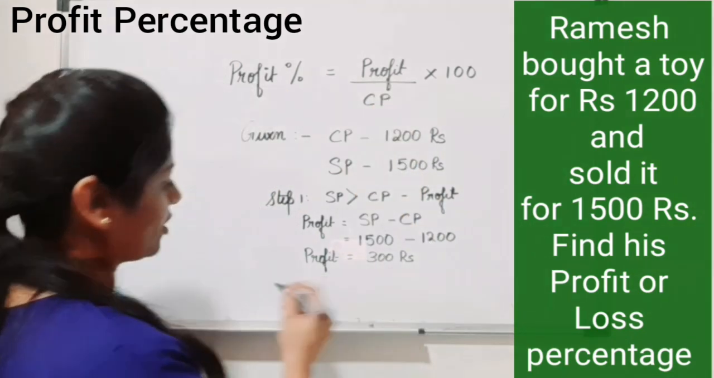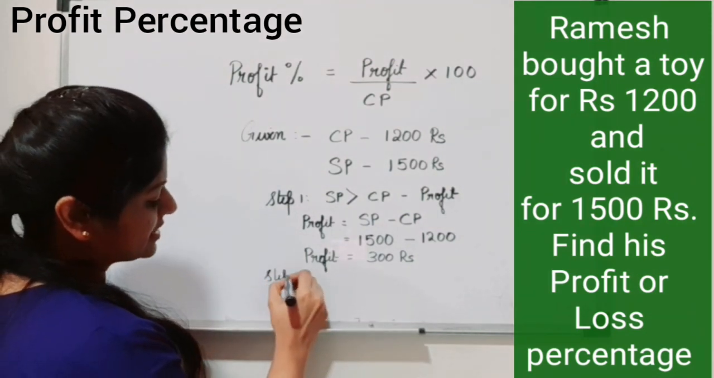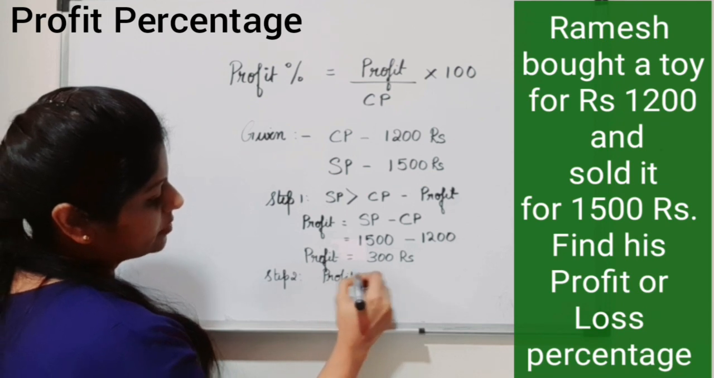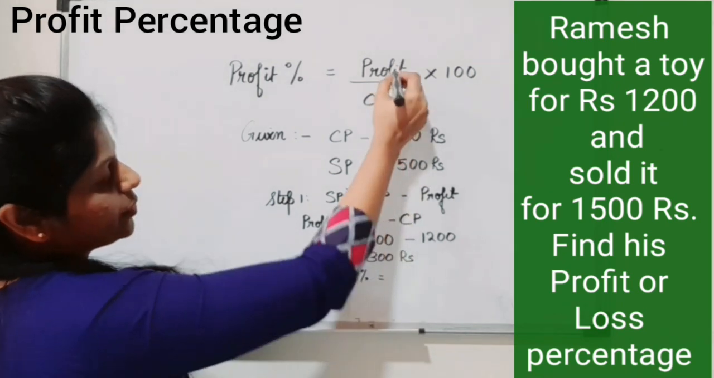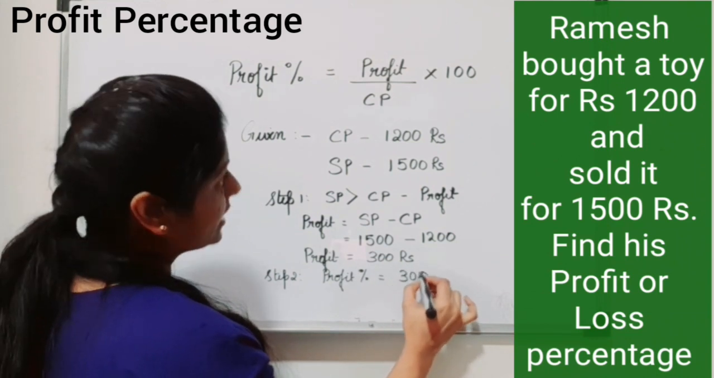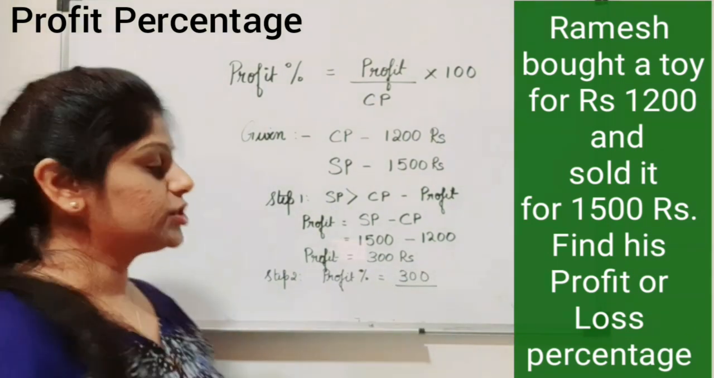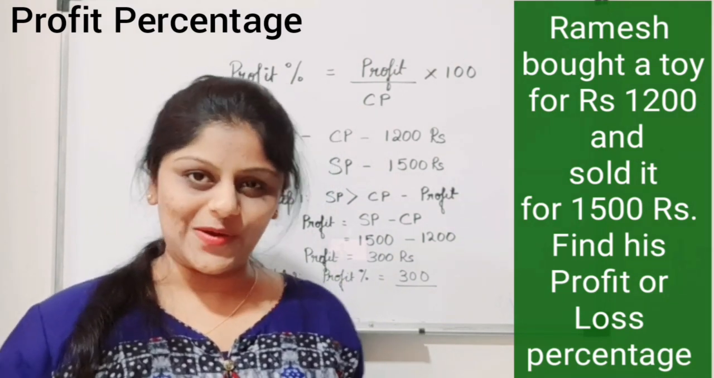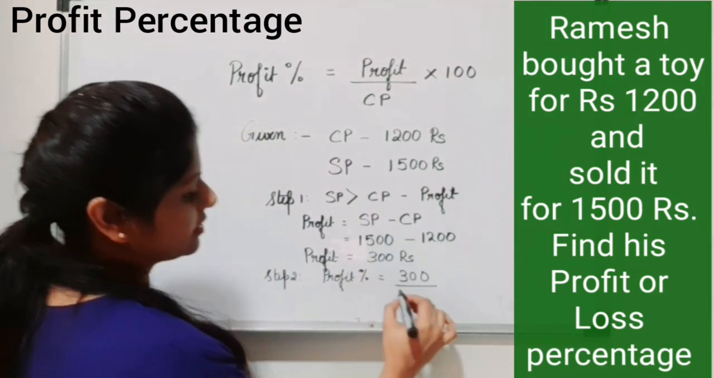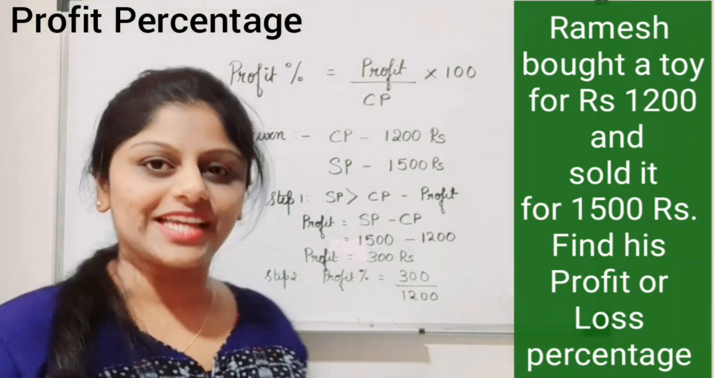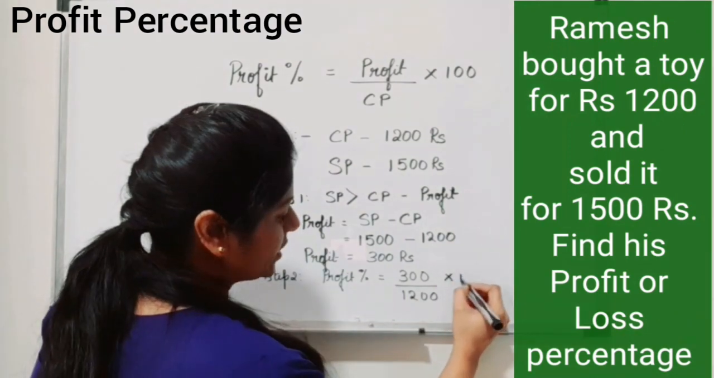This profit we have already found. Now we have to find the profit percentage, which is our step 2. Therefore, profit percentage is equal to profit. What is the profit that we got? It is rupees 300 divided by, we should always divide, that is the denominator should always be the original price or the cost price. So cost price over here is 1200, and because we are finding the percentage, we have to multiply it with 100.